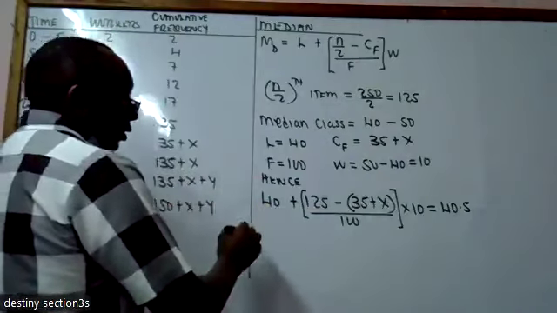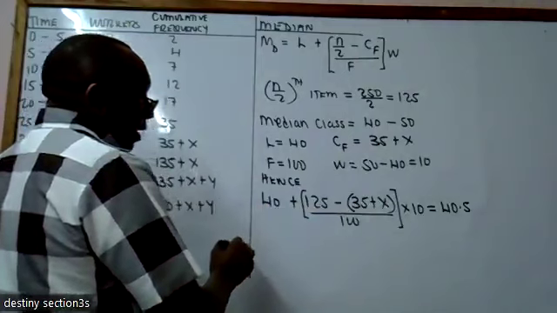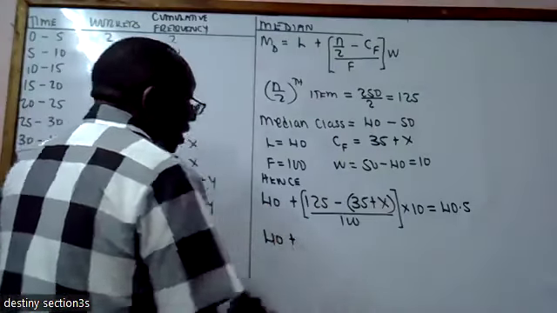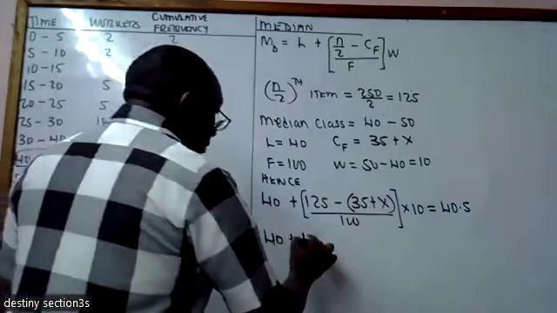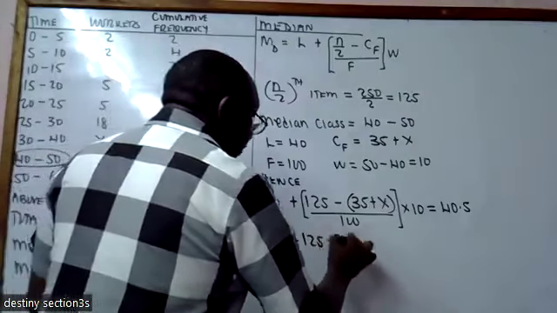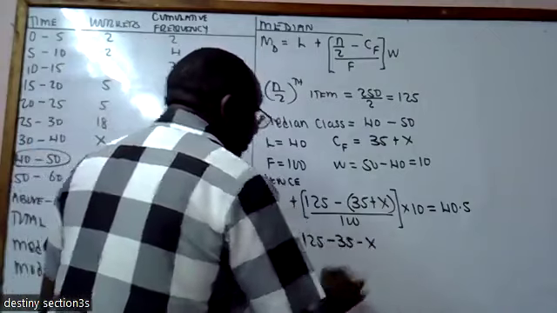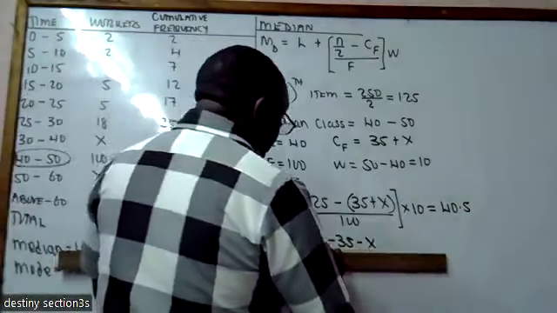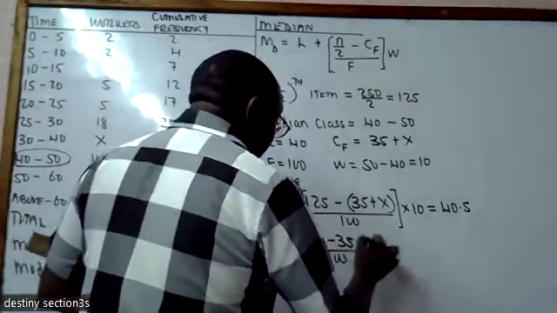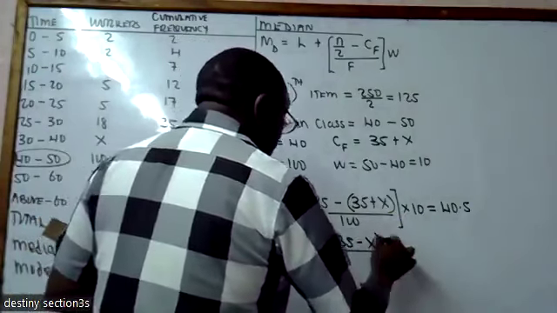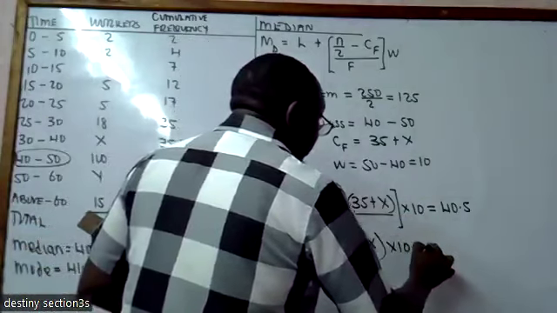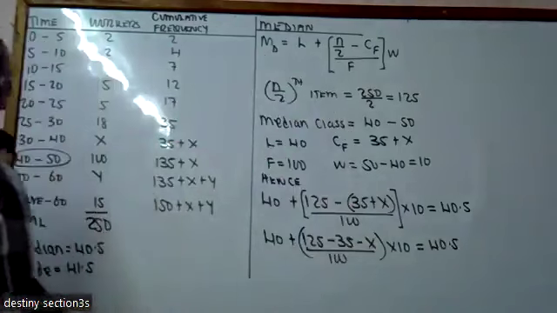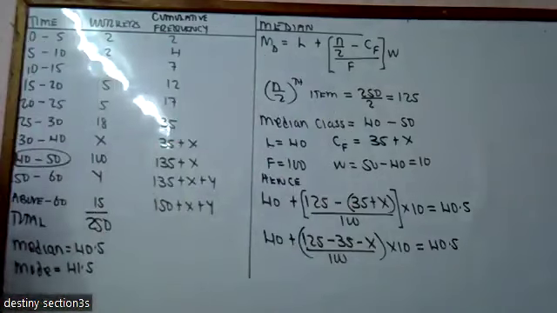So here, opening brackets, we remain with 40 plus 125 minus 35 minus X, all this you divide by 100, then you multiply by 10, you get 40.5.